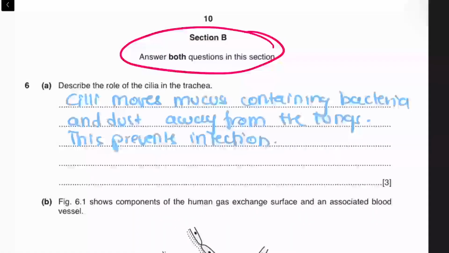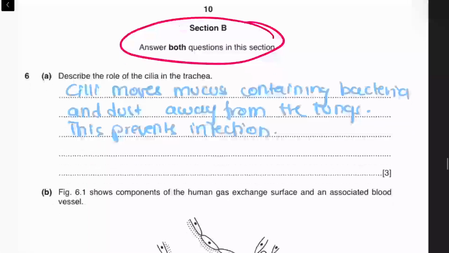The acid in the stomach has two roles. One, to provide an optimum pH of around 2 for pepsin. Number two, the hydrochloric acid in the gastric juices kills any pathogens that can enter.